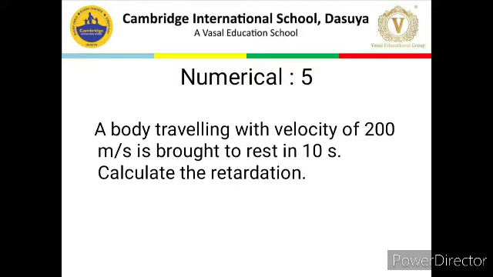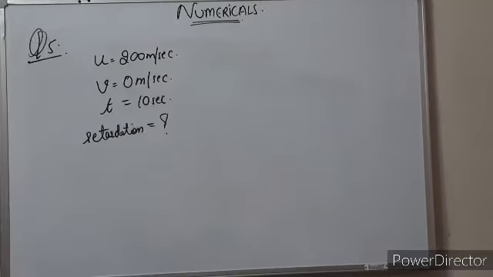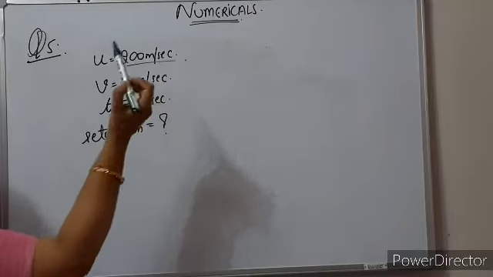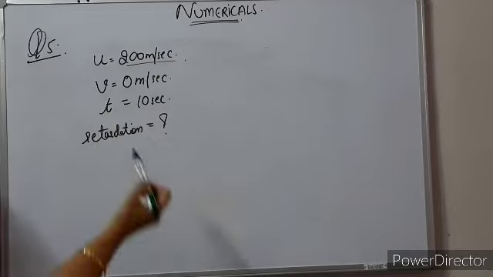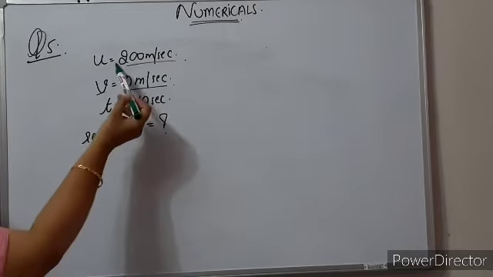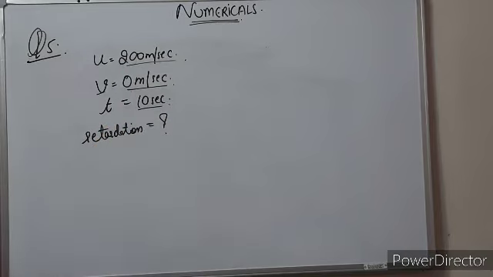So let's do it. The body is traveling with a velocity of 200 meter per second and it is brought to rest in 10 seconds. Okay, means its starting velocity, that is initial velocity, is given as 200 meter per second, and then it is brought to rest, means its final velocity approaches 0. And what is the time taken to bring it from 200 to 0? It is given 10. And what we have to find out is retardation. So we have written all the given parameters here.